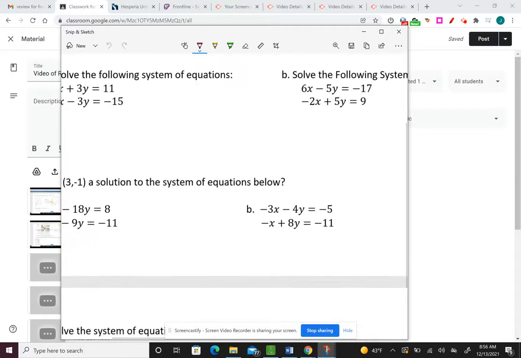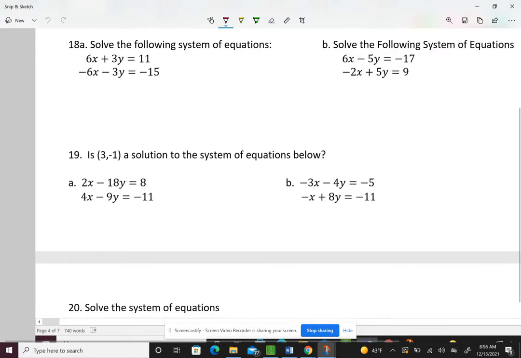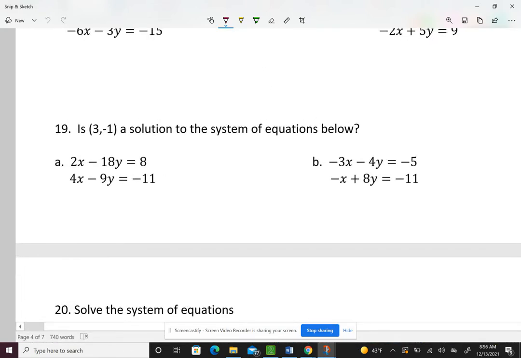All right, guys, taking a look at number 19, I'm going to do it two different ways. First, what I'm going to show you is the method so that you can understand how to do number 18 as well. This is just saying, hey, is 3 comma negative 1 a solution to the system below? So you actually have two ways of doing this, like I said.